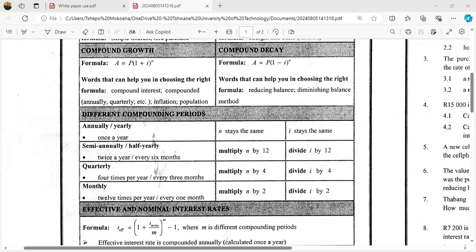So, when they say compounded yearly, it means your money will earn interest each and every year. For how many years? For 6 years. Meaning, first year, 500 rand will earn an interest, right? Second year, 500 rand will earn an interest. Third, fourth, until the final year, your 500 rand will earn an interest.